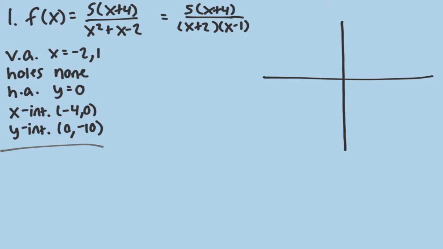If you don't already know how to find this information, it would be a good idea to see my last few videos where I'm teaching how to find those things. We can graph the asymptotes. No holes, x-intercept is at -4, and y-intercept is at -10.